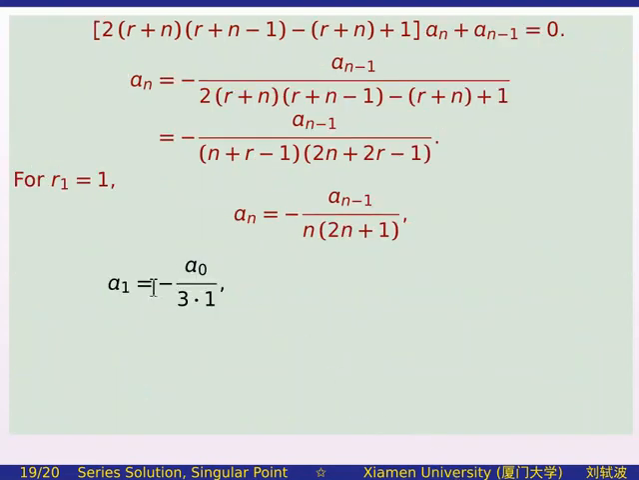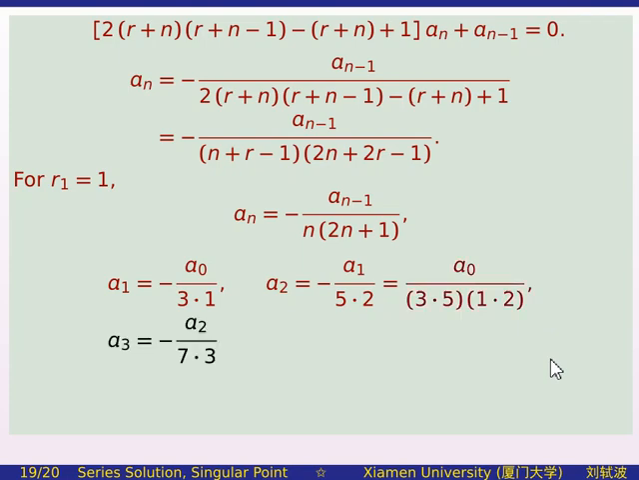So a1, when n equal to 1, is minus a0 over 3 multiplied by 1. And then a2 is negative a1 over, when n equal to 2, the denominator 5 multiplied by 2. But we already have a1, so we need to compute further to express a2 using a0 also. That is a0 over 3, 5, 1, 2. And then step by step, a3 is minus a2 over 7 and 3. Then we replace a2 by the expression using a0, and we will see that a3 is minus a0 over this multiplication.